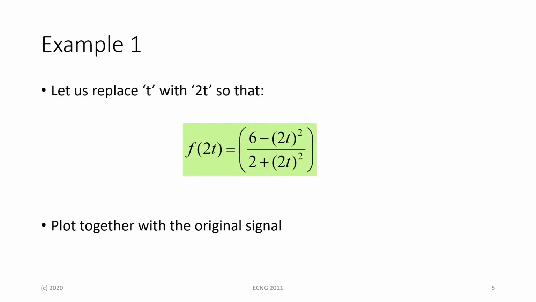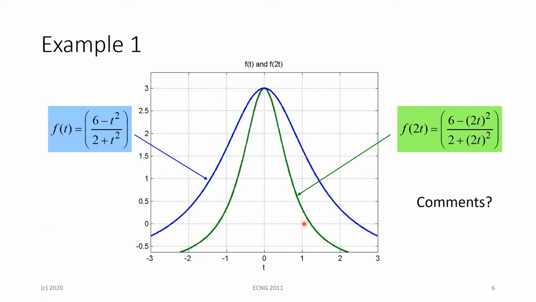So instead of having f of t, let's say now that we replace this with f of 2t. And if we decide to plot f of 2t along with f of t, we can see that basically our signal has shrunk. The blue line here represents the original f of t signal, and our green line represents our new f of 2t signal.